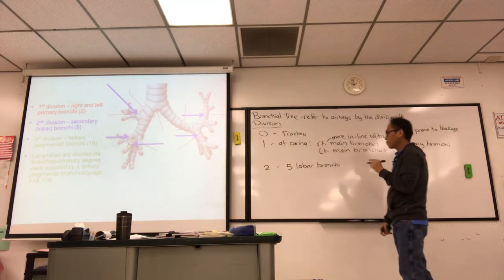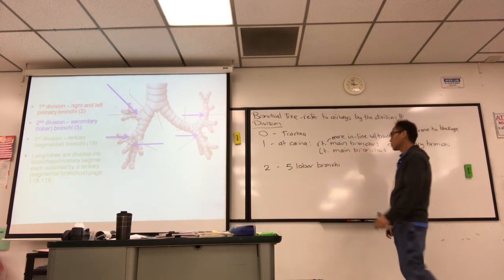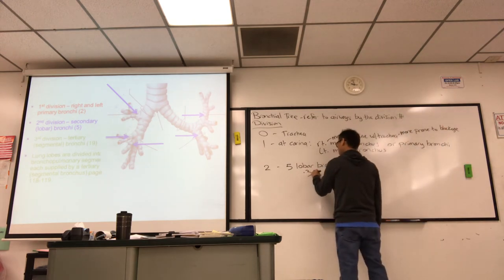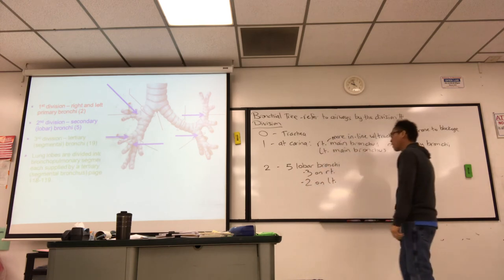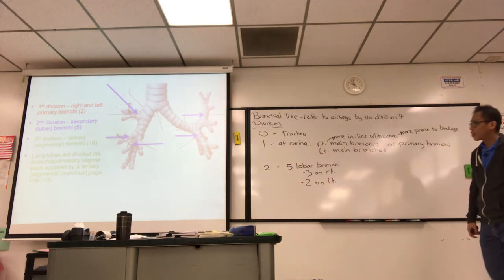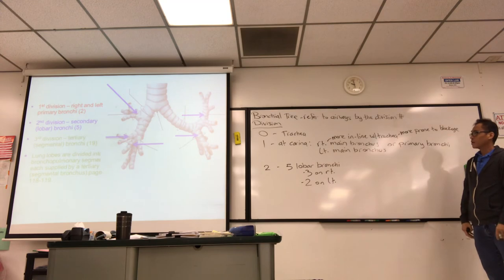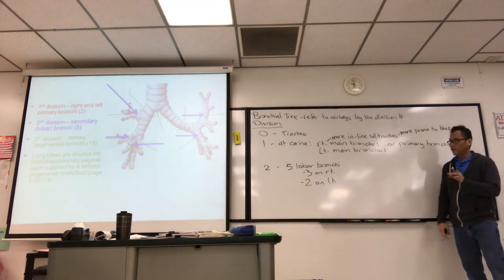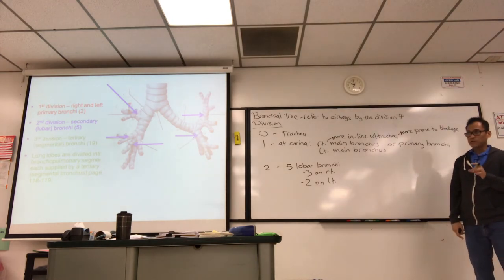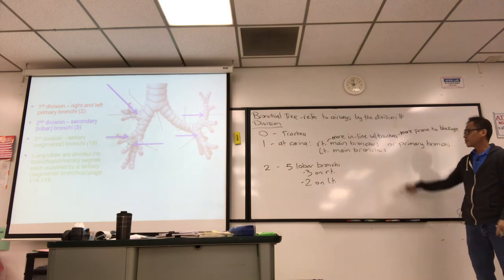You're going to have three on the right, two on the left, for a total of five. Each of those airways, well, I should have mentioned this from the get-go, going back to division one. Each right and left main bronchus, they're delivering fresh air to the right lung and the left lung. Okay, I should have said that, but you might want to note it in.